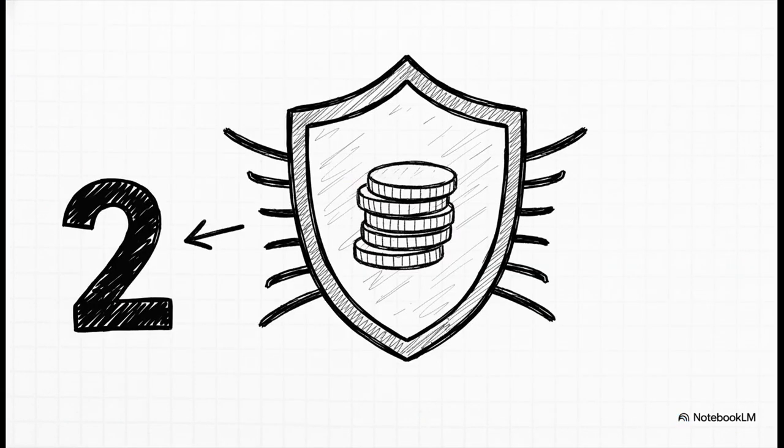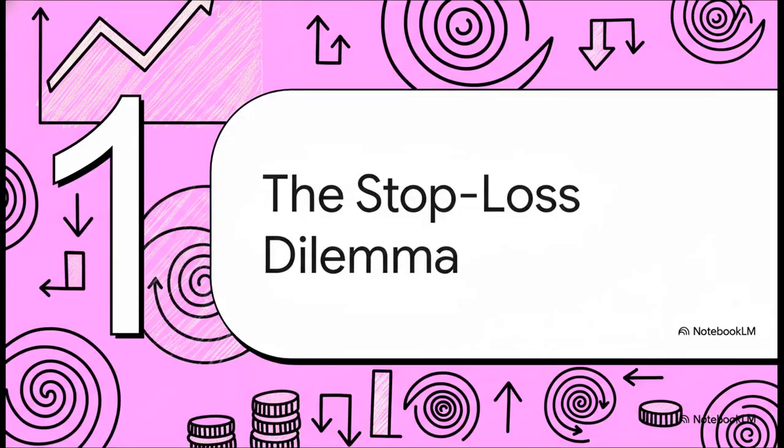Okay, but it absolutely doesn't have to be like that. The cool thing is, those very same Fibonacci levels you're using to get in a trade can give you a really structured, logical way to get out. So we're going to break down two simple but really powerful methods to set your stop loss and keep your account safe. So let's dive into this stop loss dilemma. Why is it so tricky to begin with?